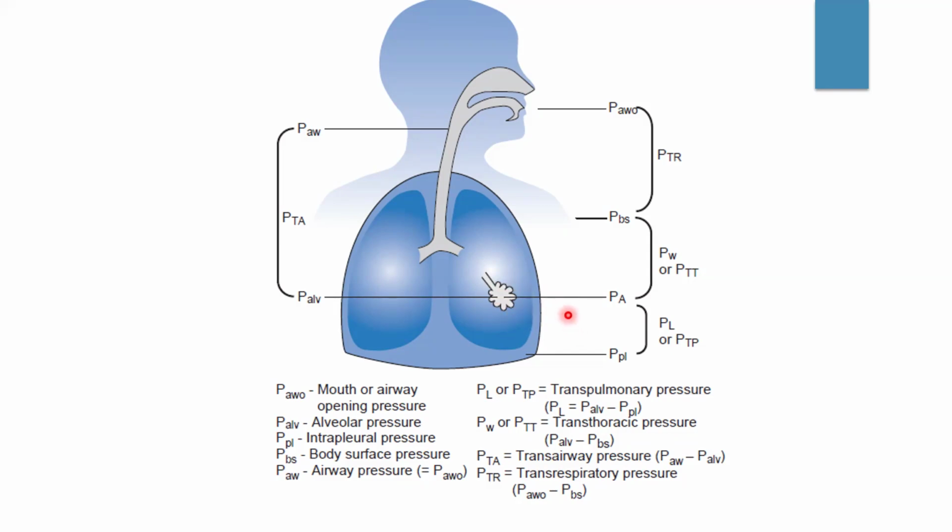Next is the transthoracic pressure, that is across the thorax, which means including the lung and the chest wall cavity.